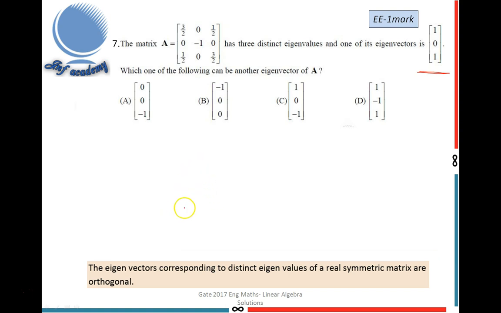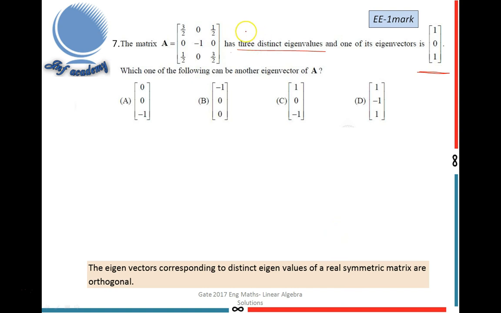Here I use one relation, a relation between eigenvalue and eigenvector. That relation says the eigenvectors corresponding to distinct eigenvalues of a real symmetric matrix are orthogonal. Note this one. Here I use that relation. So I have to check whether this matrix has distinct eigenvalues. Yes, the problem says it has three distinct eigenvalues and it is a real symmetric matrix.